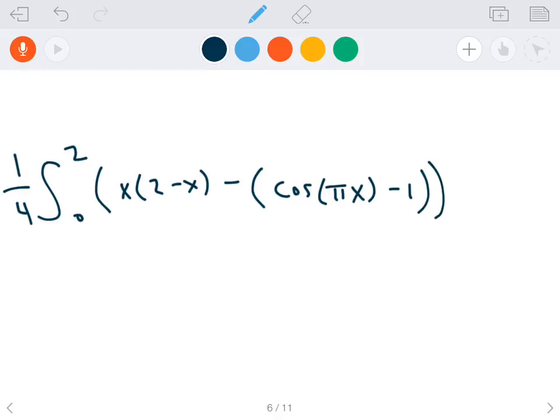And I'm taking all of that and squaring it, and that's with respect to x. It said set up but do not evaluate, so I'm going to stop right there. I'm not going to try to factor or FOIL anything. I'm just going to leave it right there.